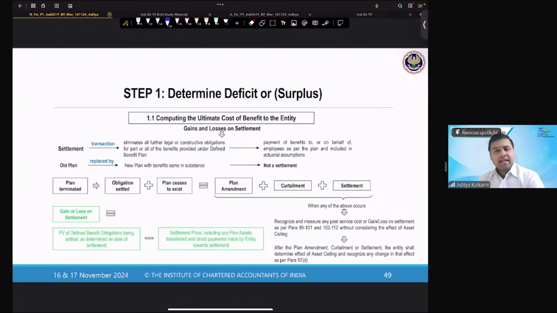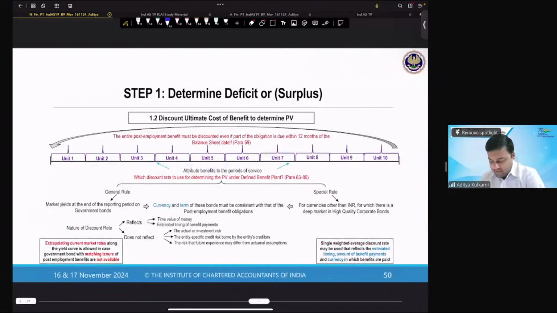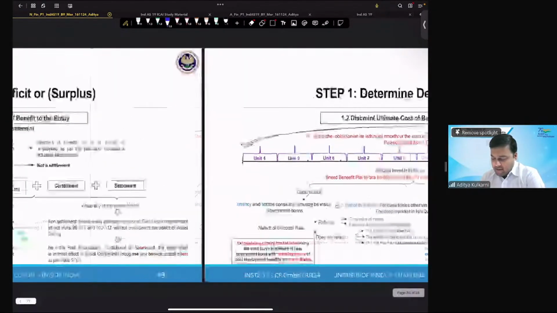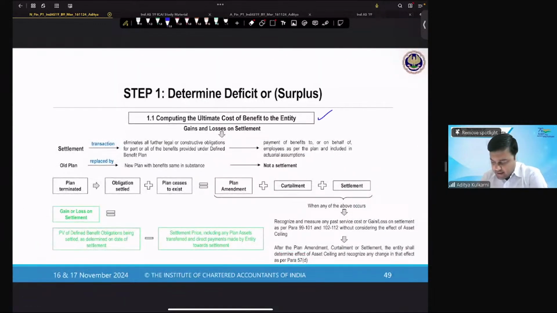So we have curtailment as well as settlement in one of the questions. We do those questions and I think you will be fine as far as the understanding of curtailment and settlement is concerned. Okay. So we have discussed almost computing the ultimate cost of benefit to the entity.